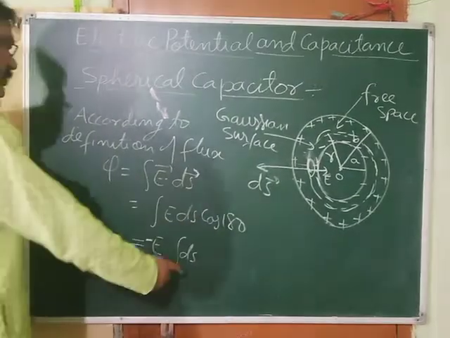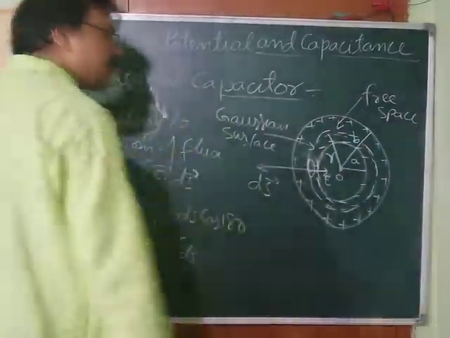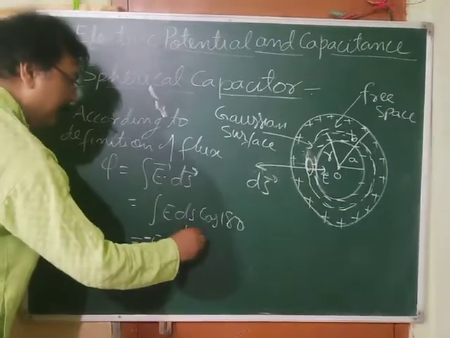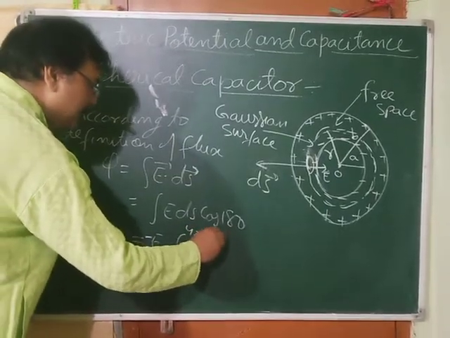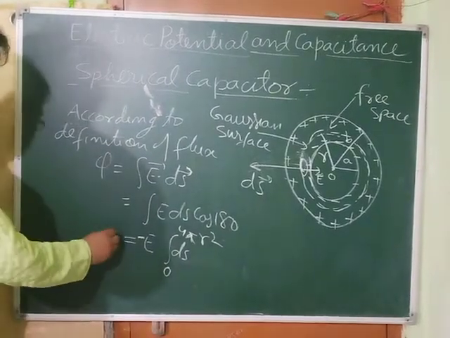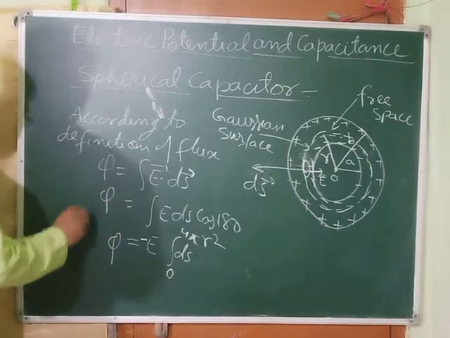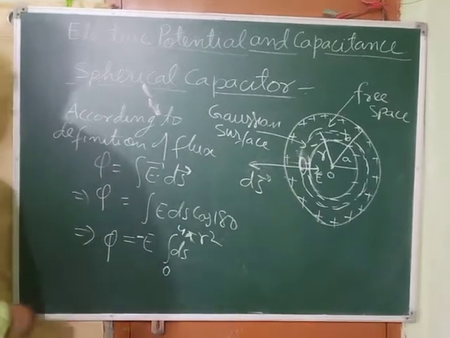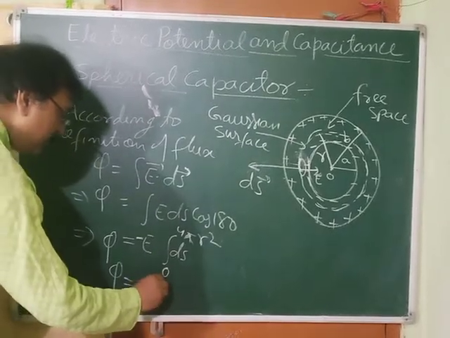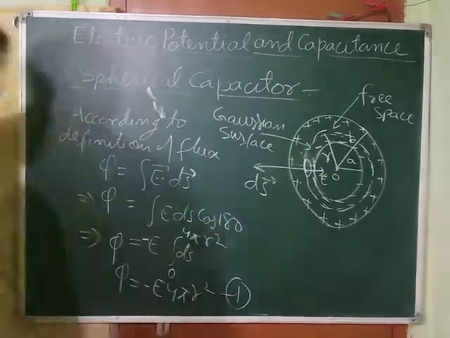Now this ds has to be integrated over the whole surface. What is the surface area of this spherical surface of radius r? It is 4 pi r square. Okay, clear? So phi is this much. Now what do we get finally? Phi equals minus E into 4 pi r square. Let us mark this as equation number 1.